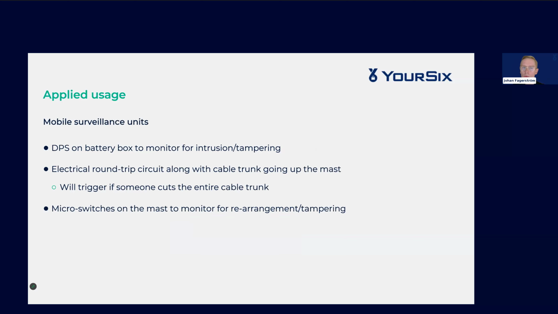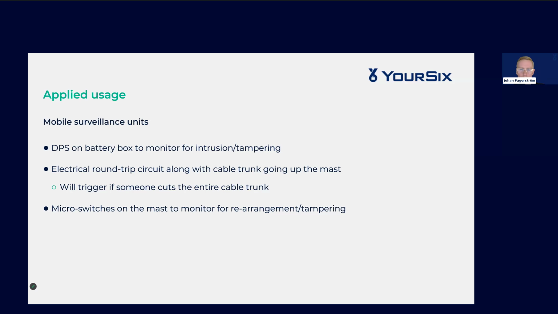Mobile surveillance units, aka trailers. Door position switches can be installed on the battery boxes to monitor for the obvious use case of intrusion and tampering. But there's a couple of other interesting things one could do. Like, for example, run a round-trip circuit along with a cable trunk going up the mast. And if someone decides to forcefully cut that cable trunk using a chainsaw or whatever, this will trigger immediately.